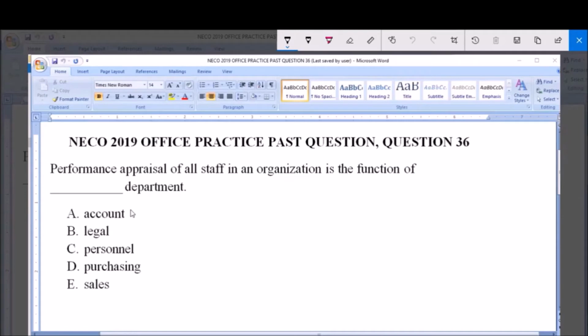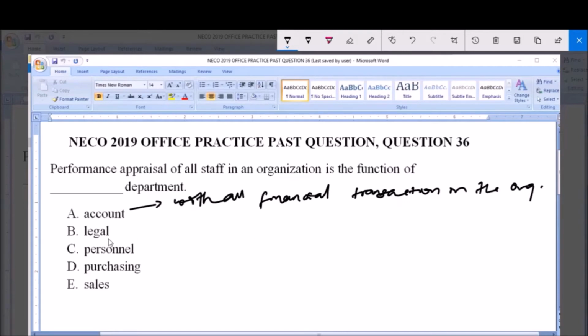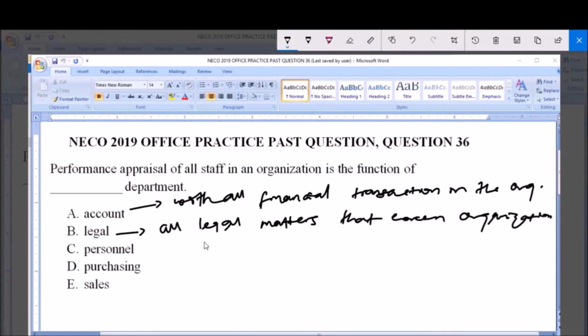Now A says accounts department. Accounts departments are concerned with all financial transactions in the organization. Now B says legal department. Legal department handles all legal matters. They are concerned with all legal matters, that is filing of suits or settling of legal matters or cases between organizations, legal matters that concern the organization. That's the function of the legal department. Now C says personnel department.